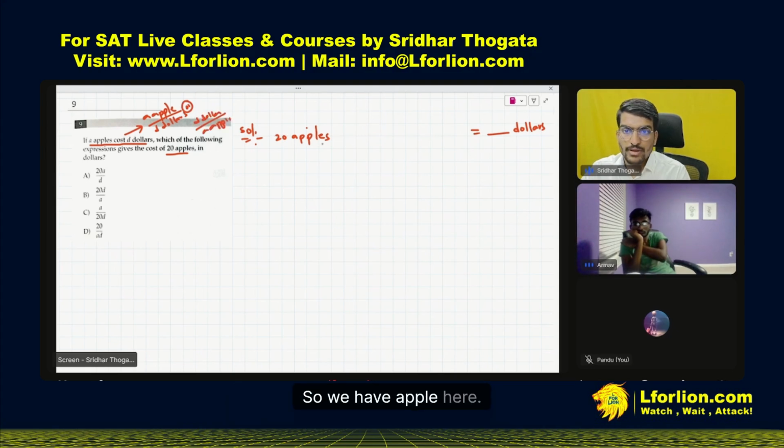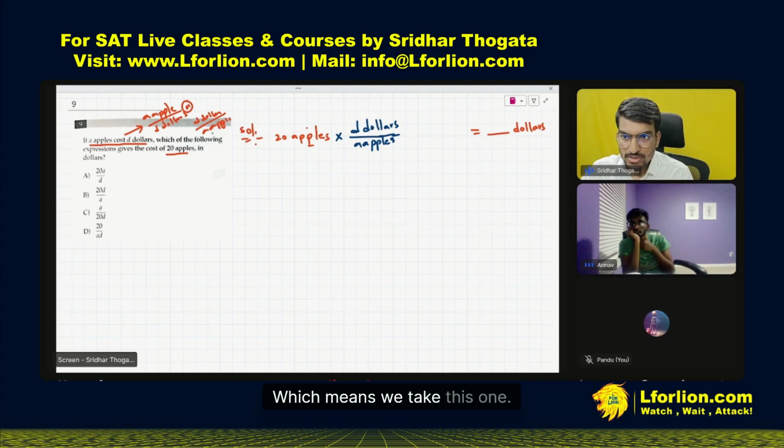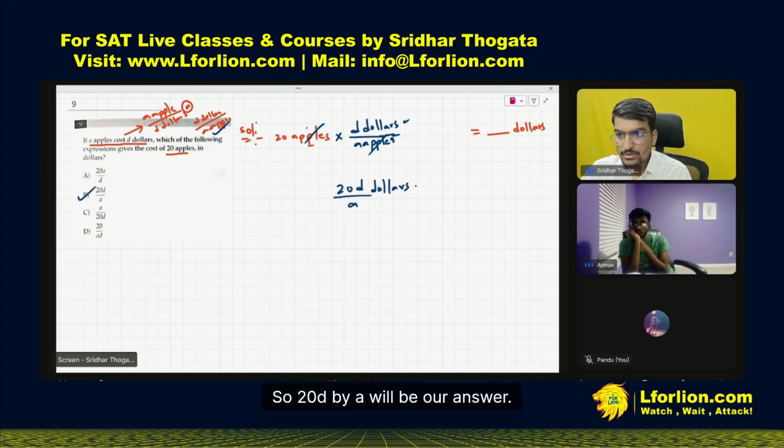So we have apple here. To cross out that apples, we need apples in the denominator. So what do we take? A apples in the denominator and D dollars in the numerator, which means we take this one. So we just cross out these apples. Our answer will be 20D by A dollars. So 20D by A will be our answer.